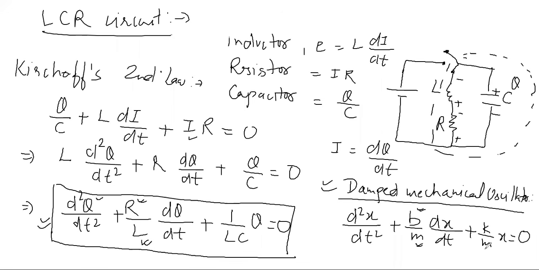Now K और M would be equivalent to 1 upon LC. We already said your M is equivalent to L. That means your K is equivalent to 1 over C in this case. So let me write these terms over here. We are saying that your x is equivalent to q, and which by default means that your velocity is going to be equivalent to I here, right? We said that now your damping coefficient is going to be equal to R here. Your L is equivalent to M here.